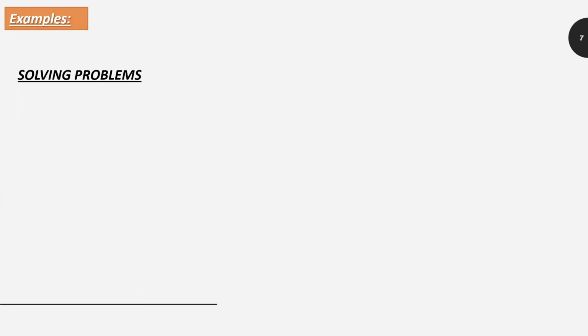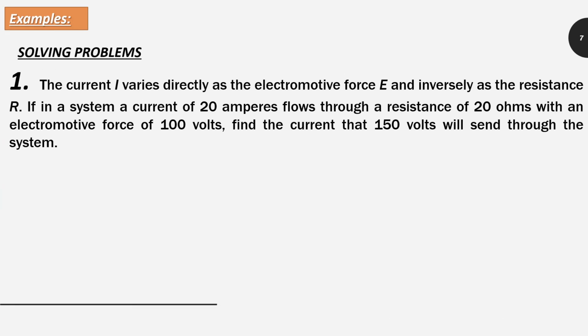Let's proceed now to our solving problems with regards to combined variation. Number 1, situation. The current I varies directly as the electromagnetic force E and inversely as the resistance R. In a system, a current of 20 amperes flows through a resistance of 20 ohms with an electromagnetic force of 100 volts. Find the current that 150 volts will send through the system.